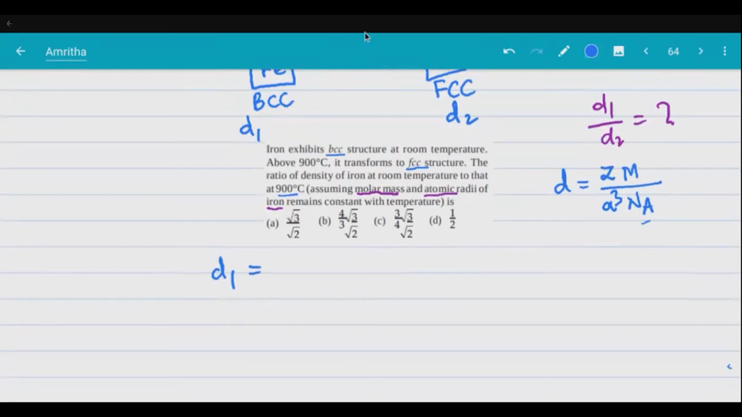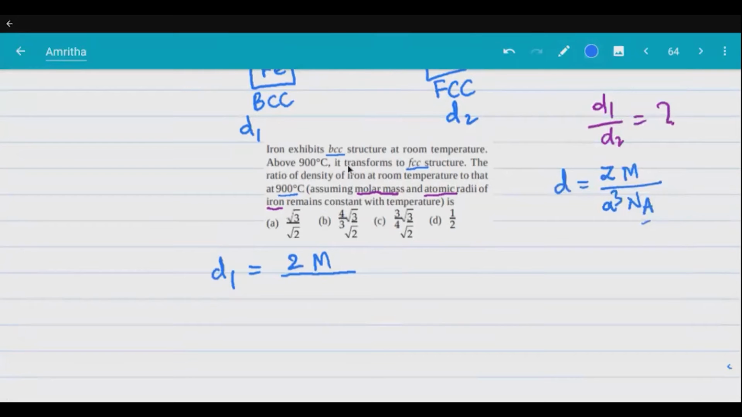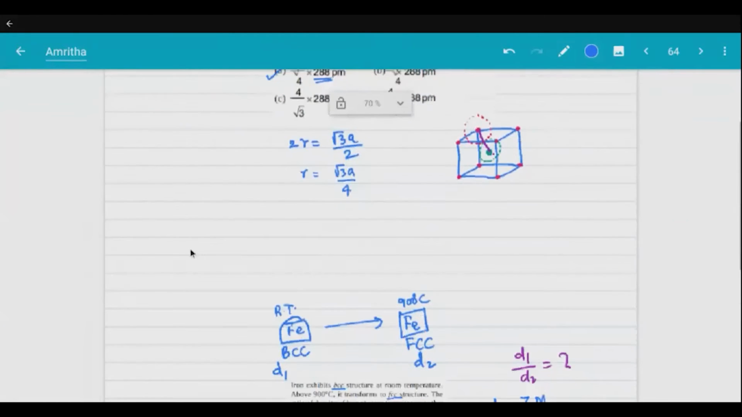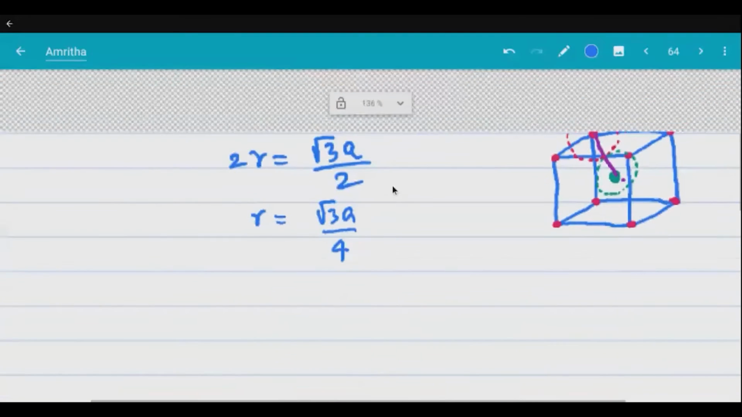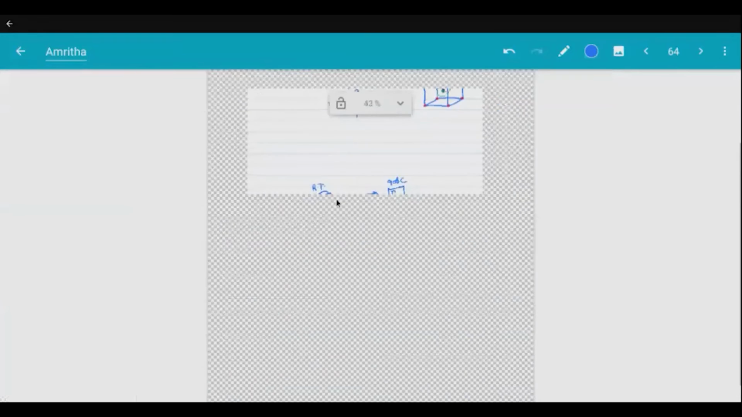For BCC, how many atoms per unit cell? Tell me. Initially BCC, right? Tell me how many atoms? 2 atoms. Yes, exactly 2. I'll write 2. Molar mass we kept constant. So they are saying atomic radius is constant. Exactly, atomic radius. Now, what is the relation we just discussed? For BCC, 4R equals root 3 a, right? What is a equal to? A is equal to 4R by root 3. Yes or no? A is equal to 4R by root 3.